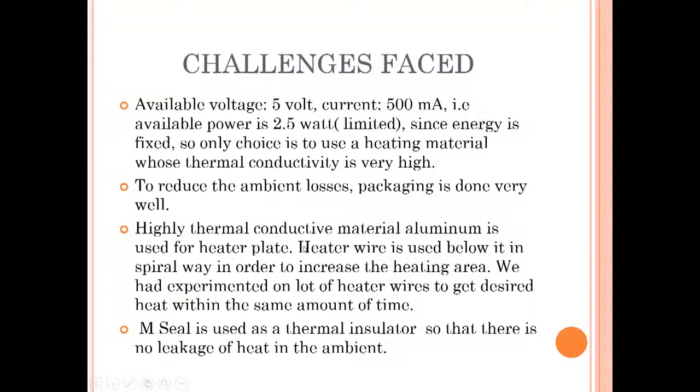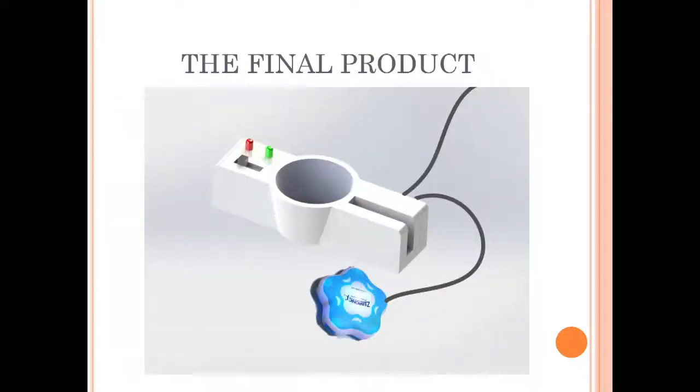Now, coming back to this, high thermal conductivity is used for the heater plate. The base of it is used with highly thermal conductive material, same with this. Secondly, the heater is used below it in a spiral way to increase the heating area. So, we have put no leakage of heat to the ambient from the other things. You see, the final product has few elements which I think we need to appreciate from the student's point of view.